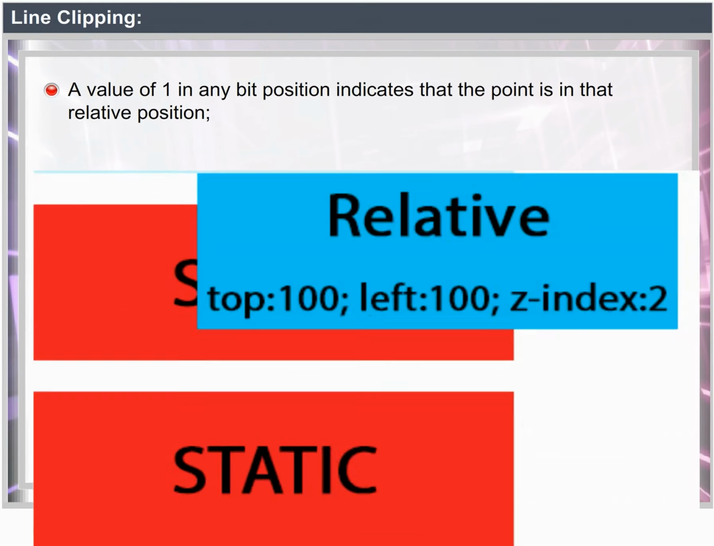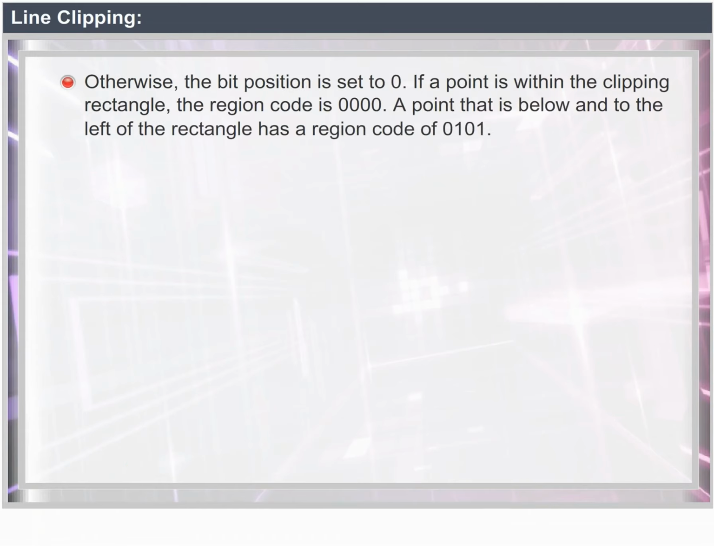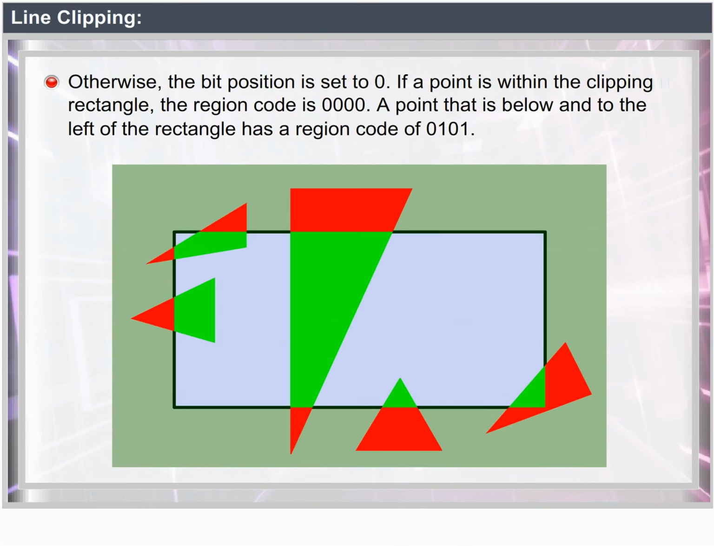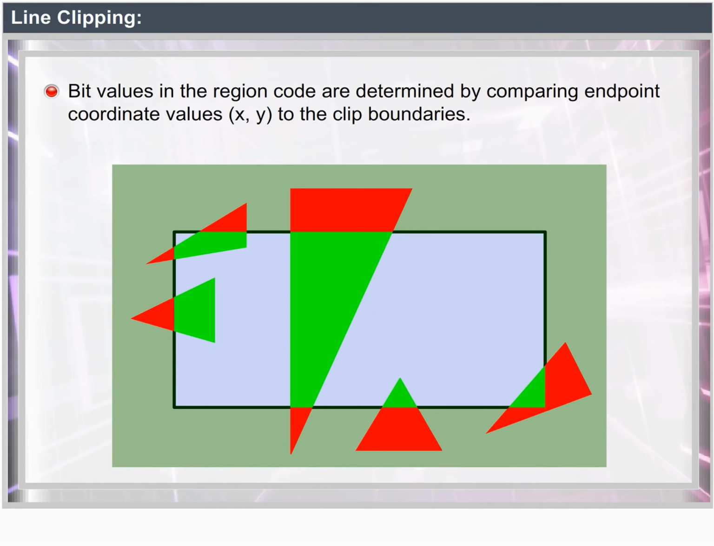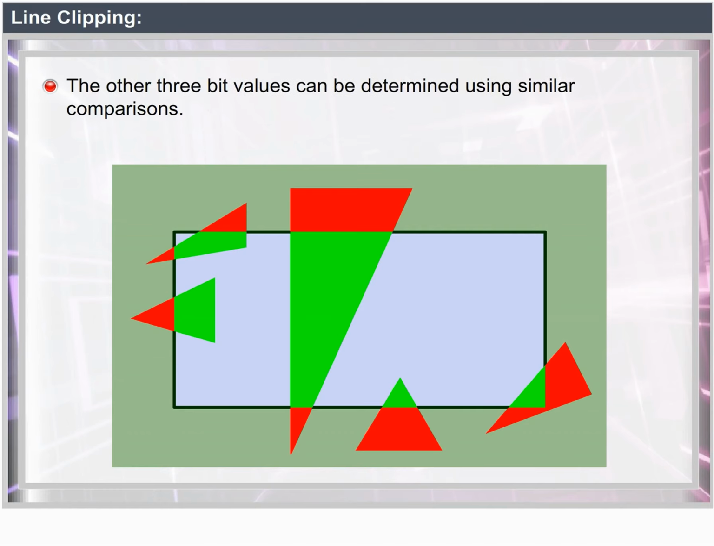A value of 1 in any bit position indicates that the point is in that relative position. Otherwise, the bit position is set to 0. If a point is within the clipping rectangle, the region code is 0000. A point that is below and to the left of the rectangle has a region code of 0101. Bit values in the region code are determined by comparing endpoint coordinate values x, y to the clip boundaries. Bit 1 is set to 1 if x is less than xw min. The other 3 bit values can be determined using similar comparisons.